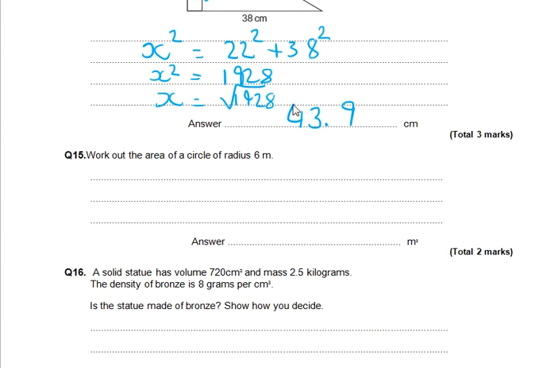Work out the area of a circle. Again, these are formulas that you should just know. Area equals pi r squared. So it's just a case of putting pi times 6 squared. So we end up at 36 times pi, which gives us 113. Again, remember your calculator will probably give it as 36 pi. You just need to then press SD, 113.1 to one decimal place.